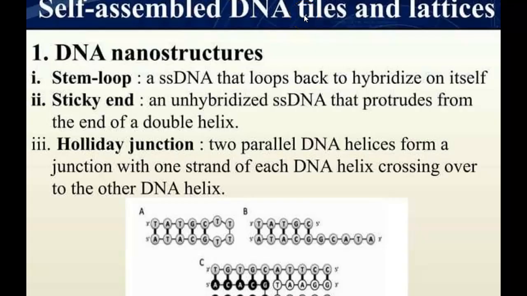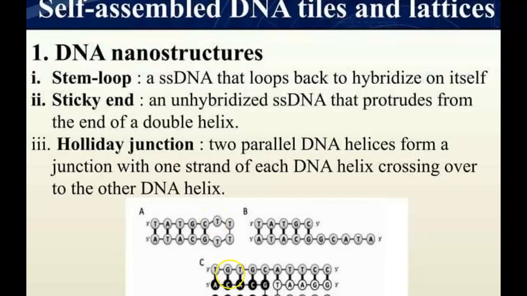Self-assembled DNA tiles and lattices. For example, DNA nanostructures could be a stem loop, a single-stranded DNA that loops back to hybridize on itself. Second is sticky ends, an unhybridized single-stranded DNA that protrudes from the end of a double helix, as you can see in this B picture. Here is the stem loop. Here in figure A, this has formed a loop-like structure.